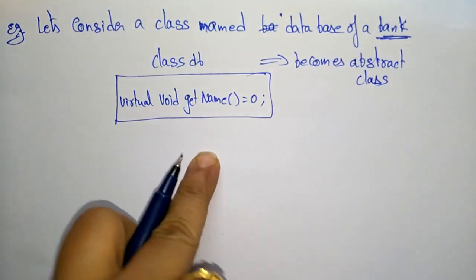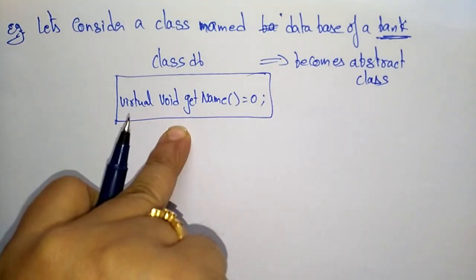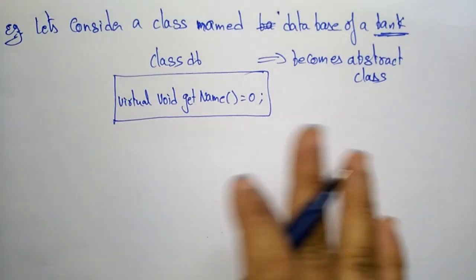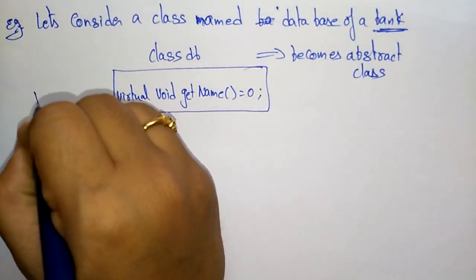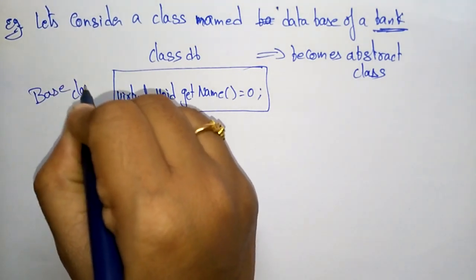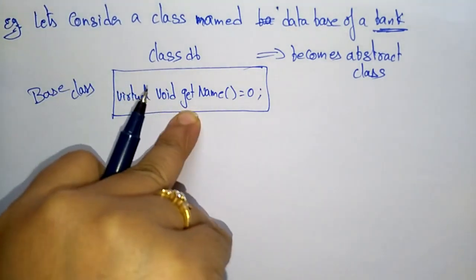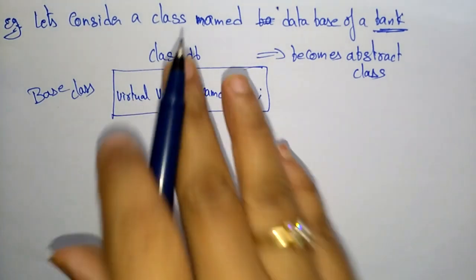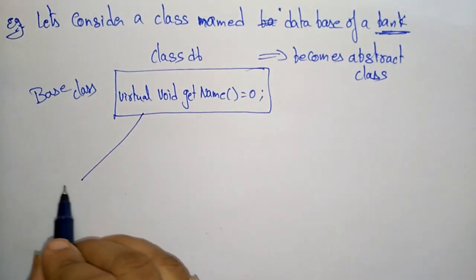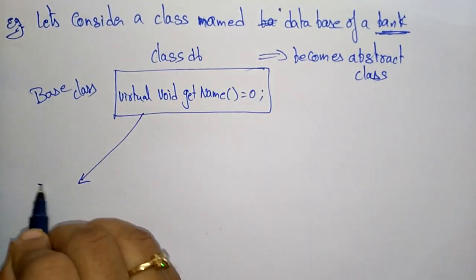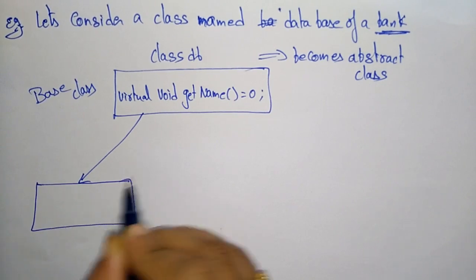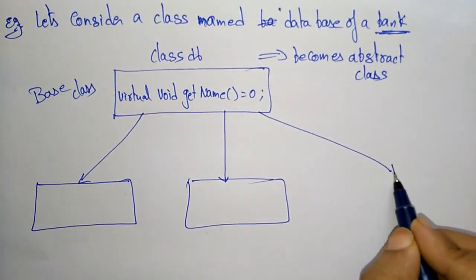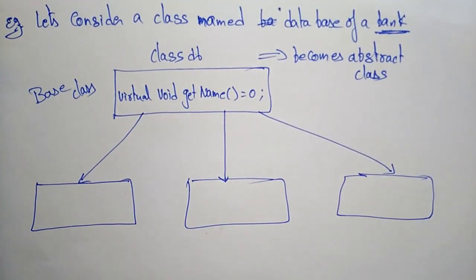Do you understand why it becomes the abstract class? Because it contains a pure virtual function. If a pure virtual function is there, then it is an abstract class. So this is the base class. This is a common function which is useful for every derived class. Now I am writing the derived classes. This is one derived class, and this is another derived class.